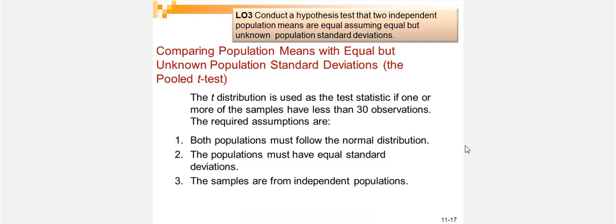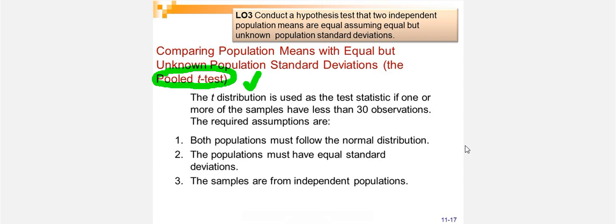So now kita nak proceed the same example, but we using the pool t-test. Okay, pool t-test. What condition will pool t-test? They mean unknown population standard deviation. So we don't know what is the population standard deviation. Then we use the t-test. Yang tadi, example tadi z-test, because we know the population standard deviation.